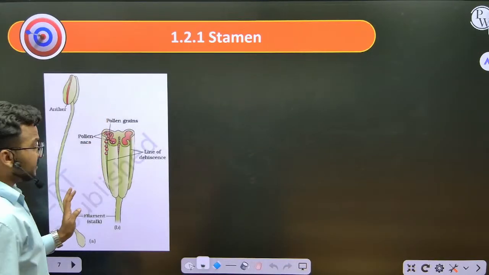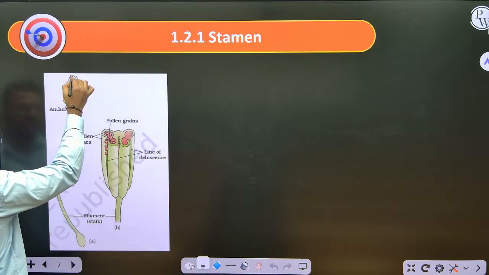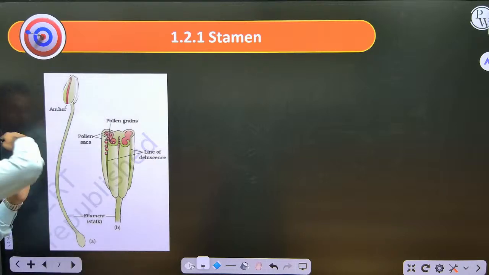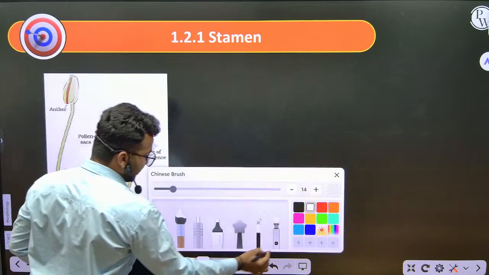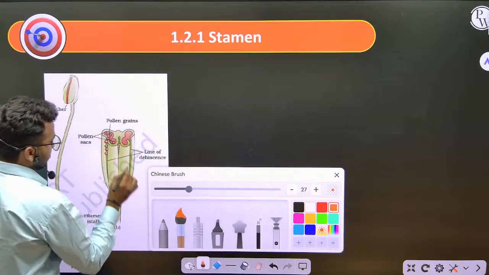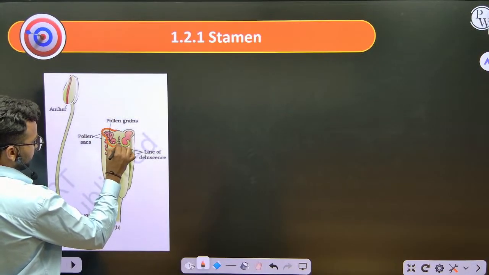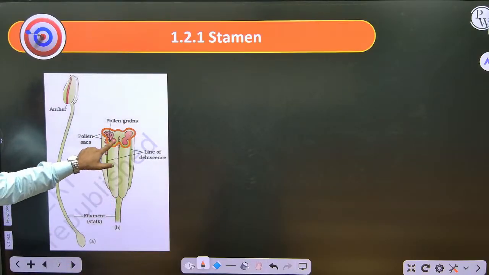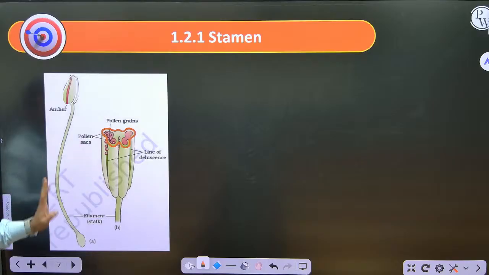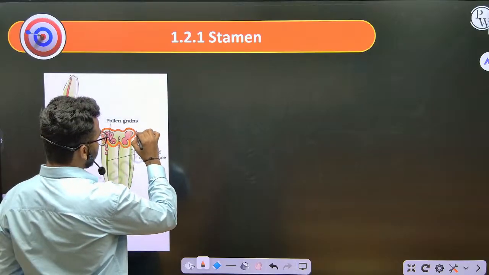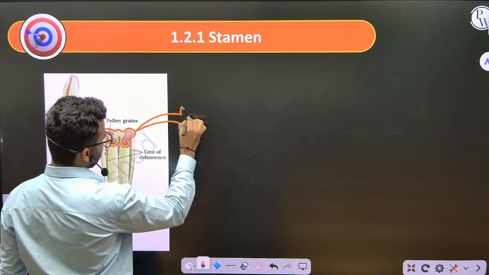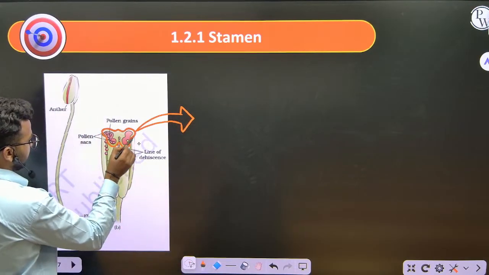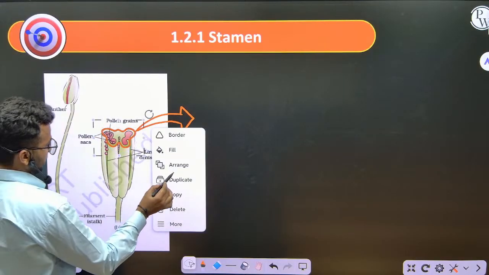So this diagram is your NCERT diagram. You can see two lobes are present here. When you cut these two lobes, you can see this structure. When you cut these two lobes, the transverse section will have this kind of shape. So the same one I am drawing here. If I want to take the same diagram.